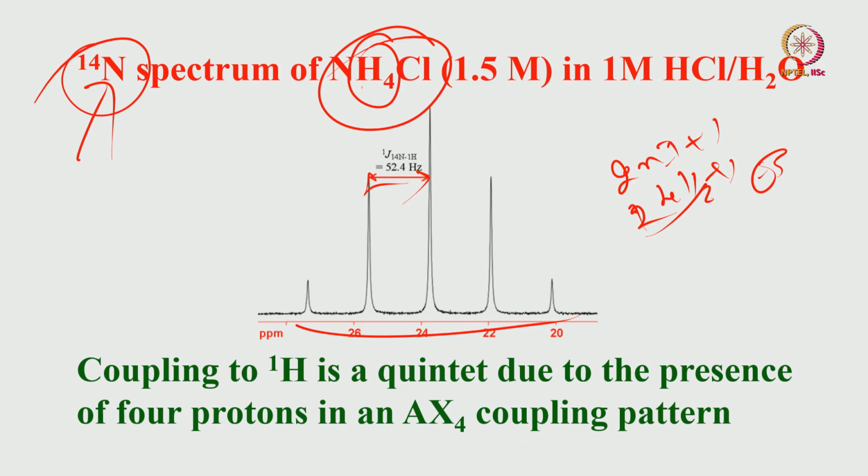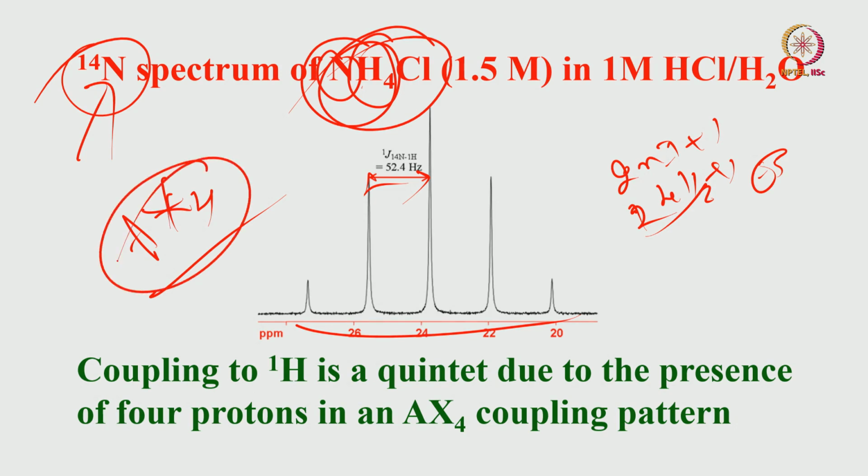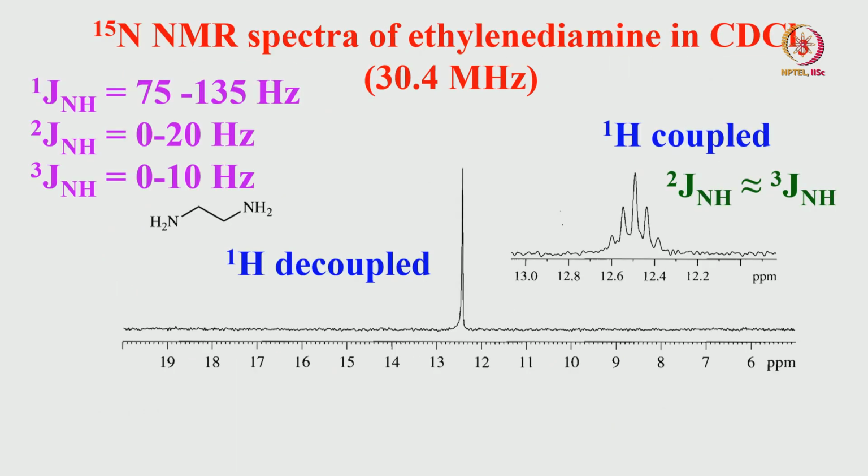Remember, it is one of the rare examples, because nitrogen 14 usually is quadrupolar, very broad, and it generally broadens the signal. But here is an example. In NMR jargon we call this an AX4 spin system, because nitrogen and proton are heteronuclei with 4 equivalent protons. We are looking at the A part of AX4, which is going to be a quintet like this, and directly we can measure the separation and get the nitrogen 14 proton coupling.